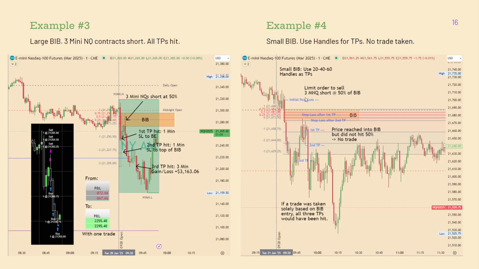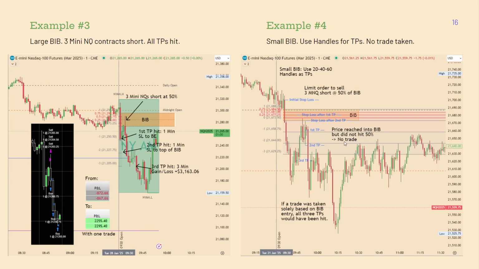As you see, we put a limit order for 3 micro contracts. These were smaller trades because it's a smaller BIB. We used our handles. We were targeting 20 and 40 and 60 handles, which, if the trade was taken based just solely on getting into the BIB, we would have been successful. But because we did not actually experience this trade, there's no sense in projecting income. Price reached into the BIB but did not hit the 50% mark, so we did not trade.